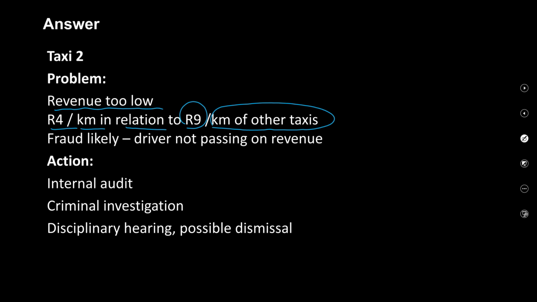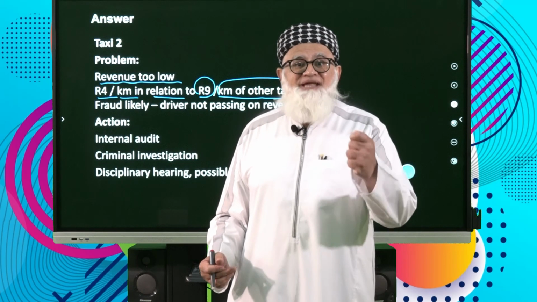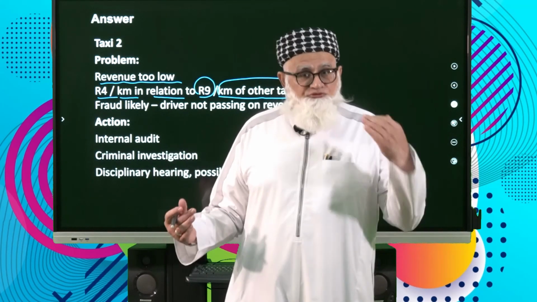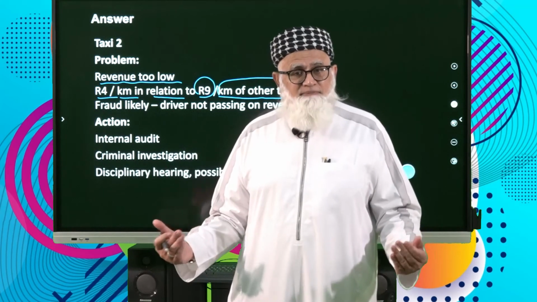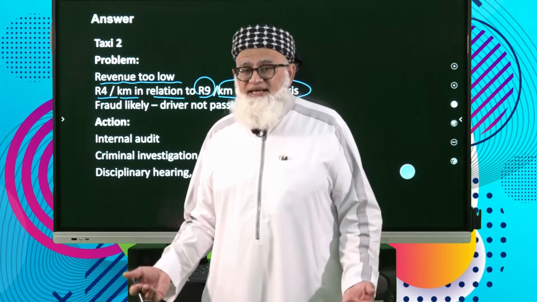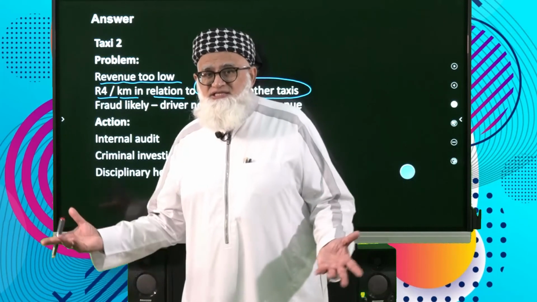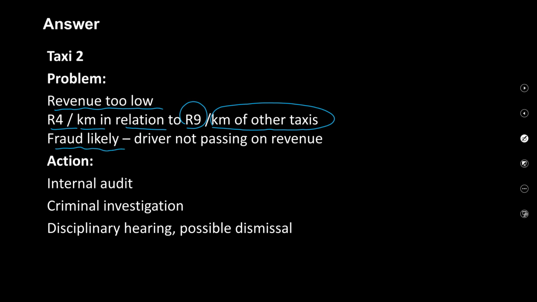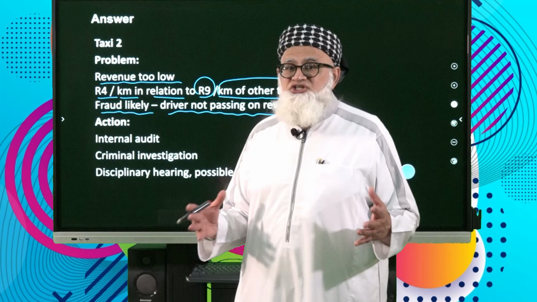So clearly something is not adding up. If the other two taxis are giving you a revenue per kilometer of 9 Rand, and we've ascertained that from the figures given to us, whereas taxi 2 is only getting a revenue of 4 Rand 11 cents per kilometer, surely there is a possibility of fraud, right? The drivers not passing on the revenue to us. Clearly, there's something that action needs to be taken.